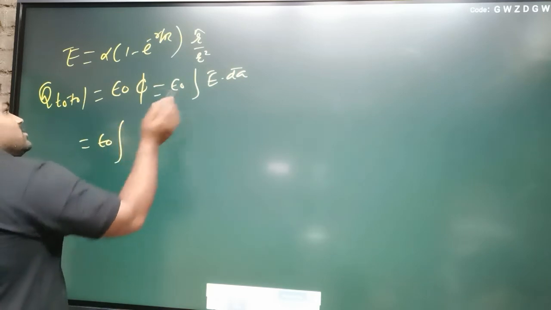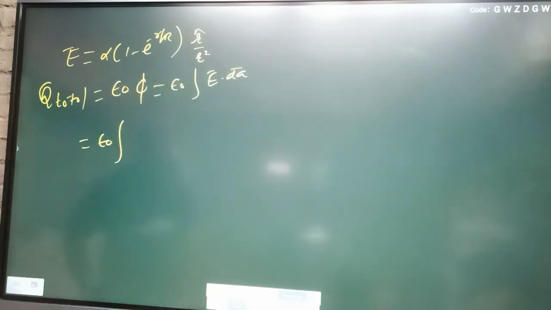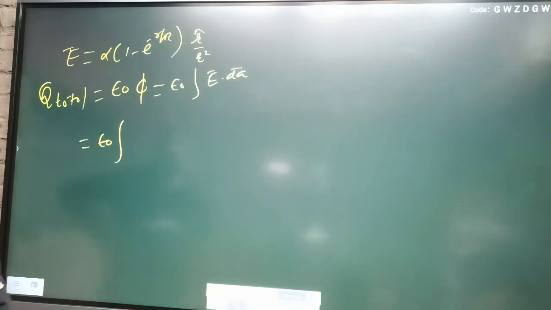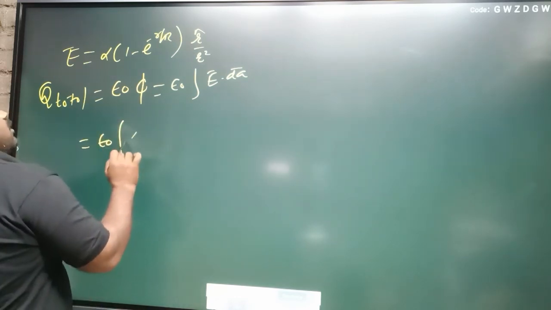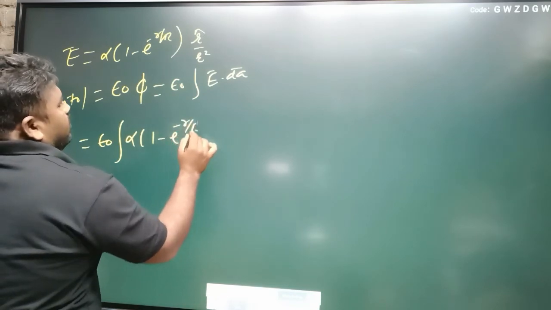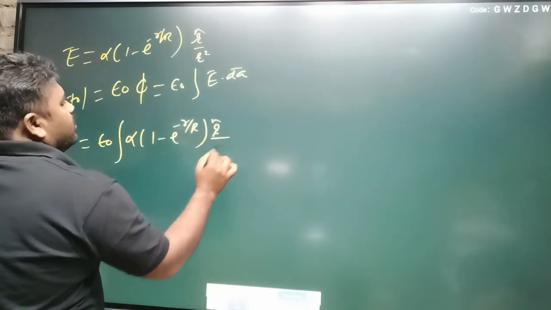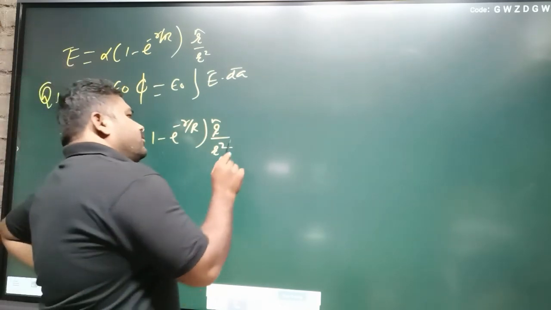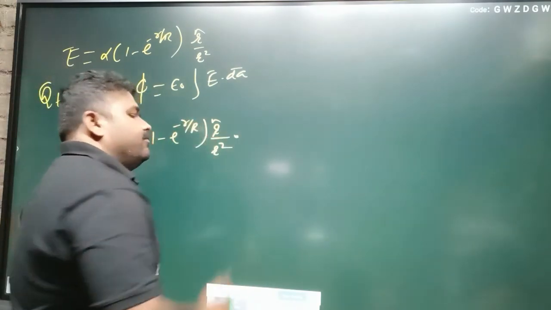What is the value of E bar? This is a repeated question, also asked in NEET and JEST. E bar is alpha into 1 minus e raised to the power minus small r upon capital R, R cap upon r square, dot dA bar.